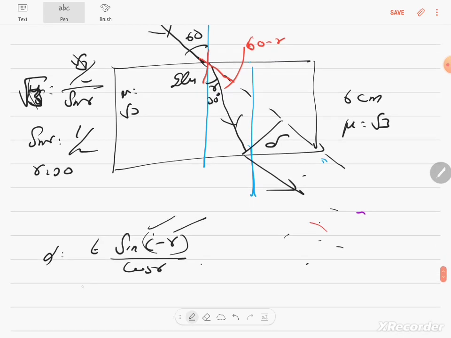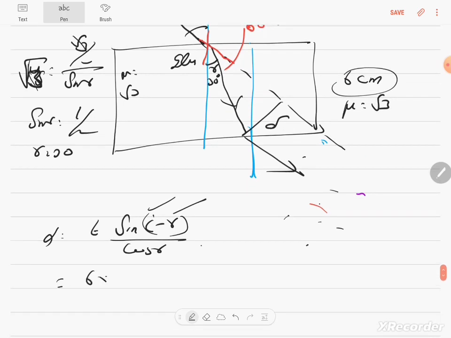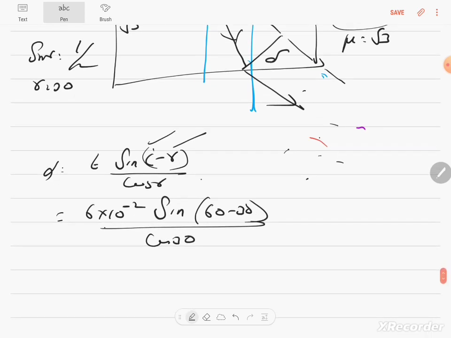So now you can substitute. Thickness of the glass slab, do you know? 6 cm. 6 cm, so 6 into 10 to the power minus 2 into sin (I minus R), that is 60 minus 30, by cos R. Cos R is cos 30. Substitute the value. Get the answer. How is it? Unless you know this formula, which is the derivation of the previous one, you can't do this sum. So let's go to the next question.